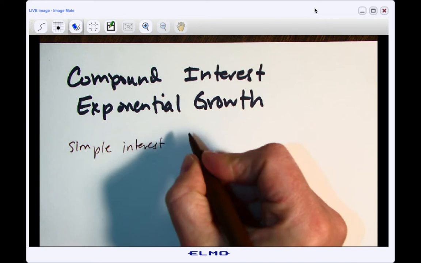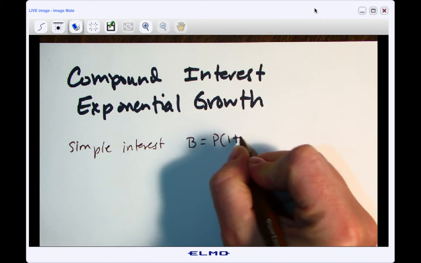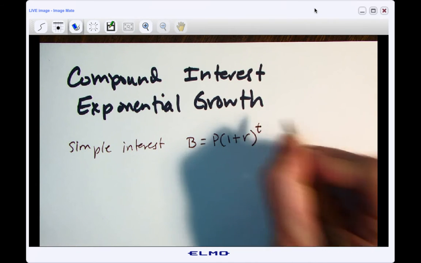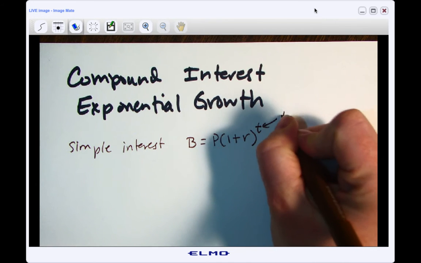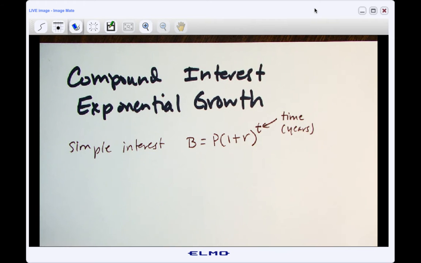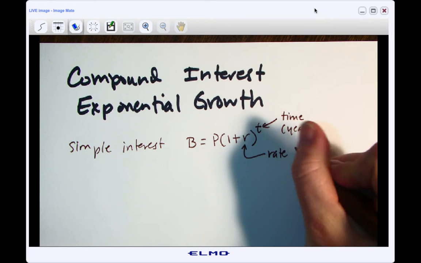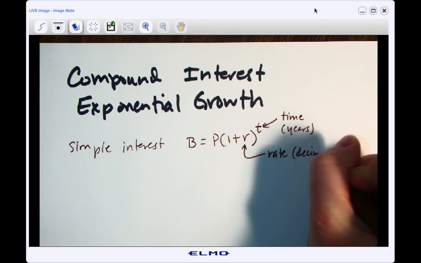formula. And it looked like this, if you remember, we said the balance is equal to the principal times 1 plus the rate to the t. So this was our time, and usually time is in years. Sometimes they can have it in other things depending on what you write the equation in terms of. If you remember, this was our rate, and of course it always has to be in decimal form.